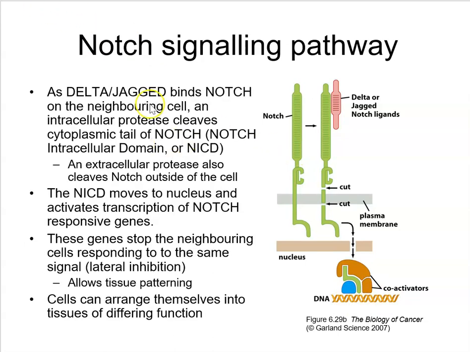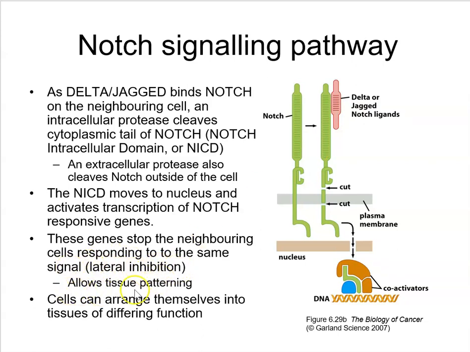Now this is in more detail. As delta and jagged bind to Notch on a neighbouring cell, we get the intracellular cleavage site here, releasing the Notch intracellular domain, and this Notch intracellular domain moves to the nucleus and activates our transcription. And this only happens in neighbouring cells. So this delta signal comes from a neighbouring cell, and this often stops the same cell responding to the same signal, which we call lateral inhibition.